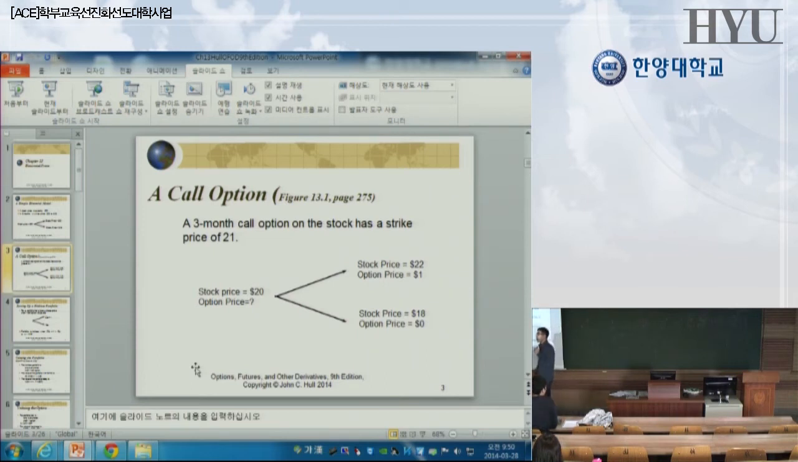What would be the most obvious first ingredient to replicate this contract? I told you there are two contracts. What is one contract? We need the two instruments to replicate this contract. So what would be the most obvious, the first ingredient in replicating this one? Do you have any idea?